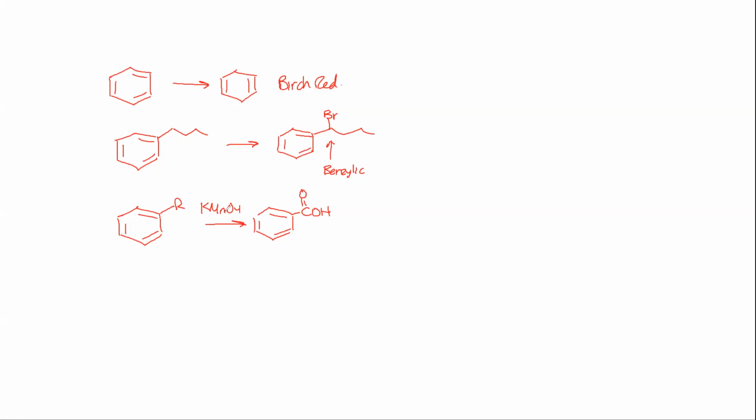Although, to be honest, the KMnO4 oxidizing the alkyl group, that's something that you have to do if you're going to put a carboxylic acid group on the ring. It's one of the ways.